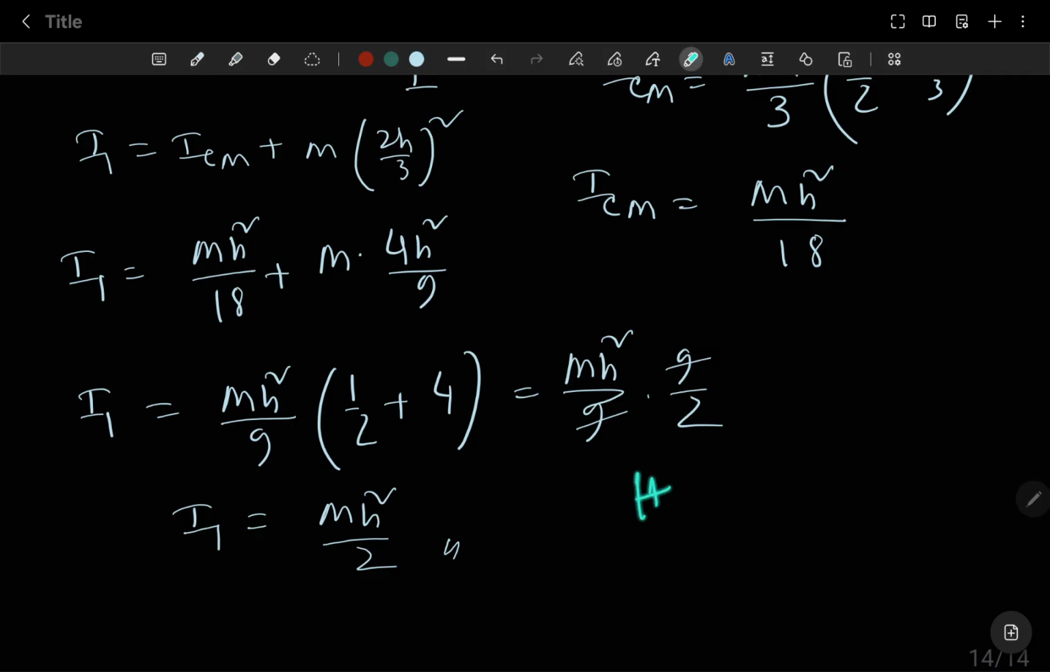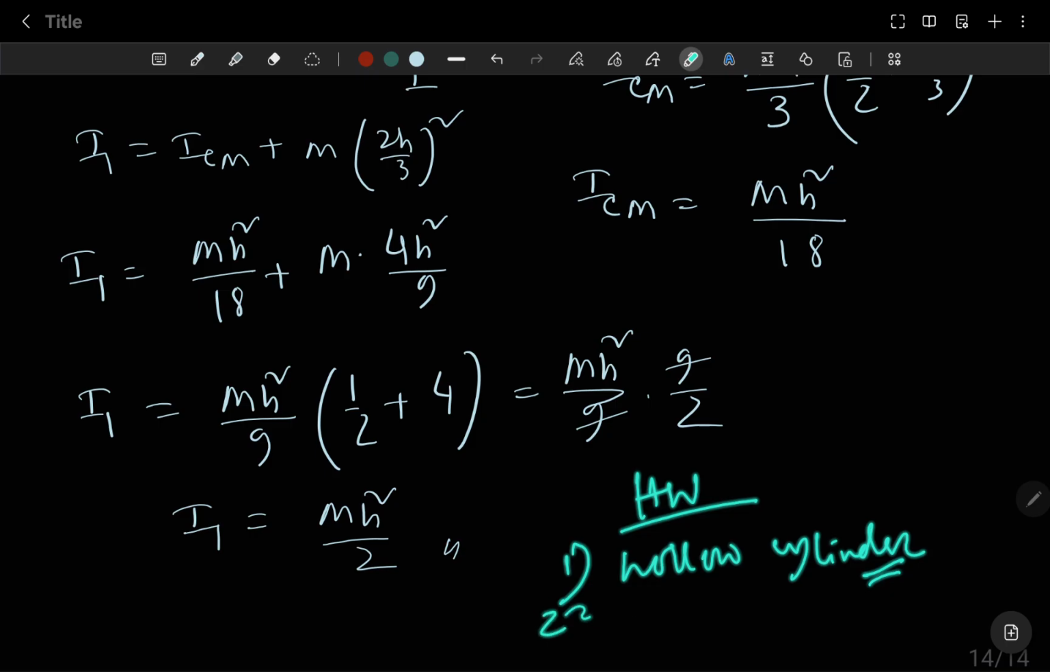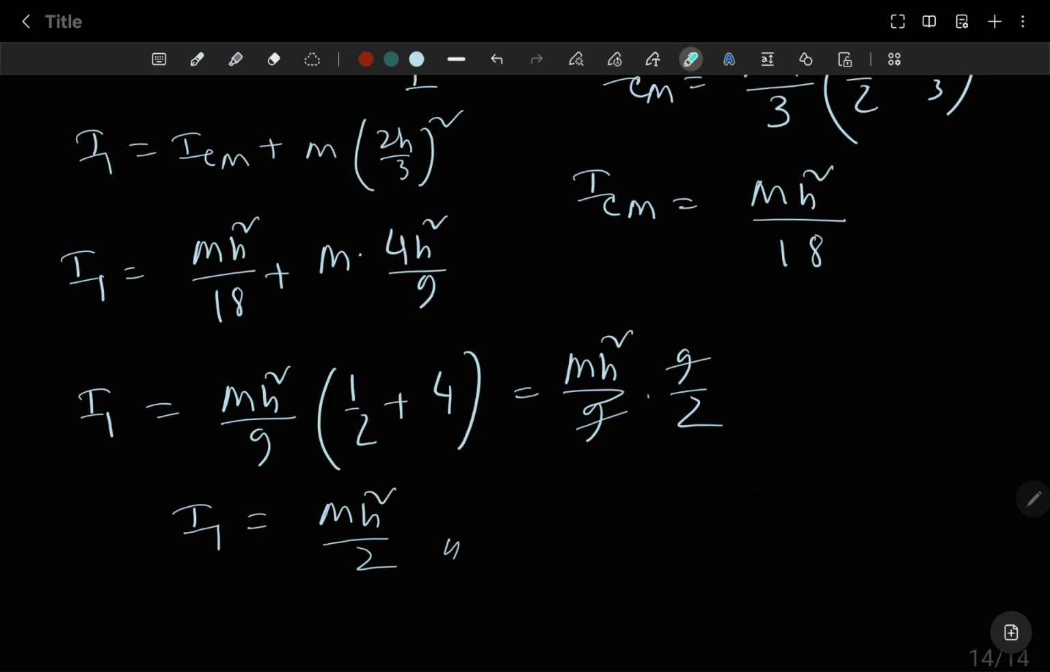You can do this as homework. Hollow cylinder, about the axis I have already told for the solid cylinder. Then hollow cone, you can do this. Already I have told the axis. Okay, fine.